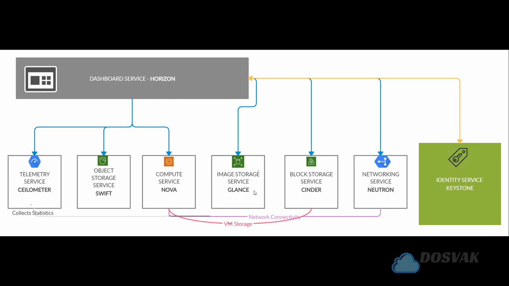Image storage service is Glance, which is responsible for storing the metadata as well as the base images which are used to create instances or virtual machines. For example, you may have a Ubuntu image, you may have a CentOS image, and those images are kind of like ISO files which are used to spin up multiple instances repeatedly.